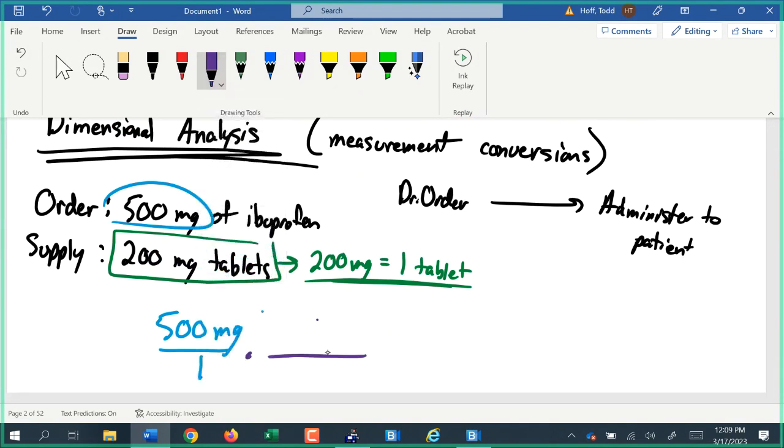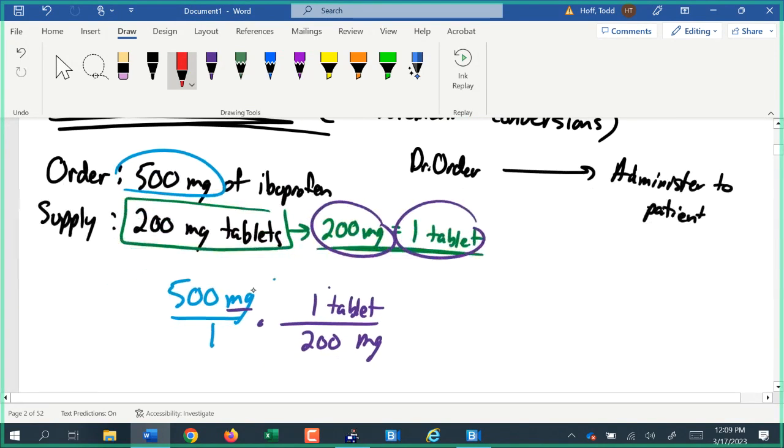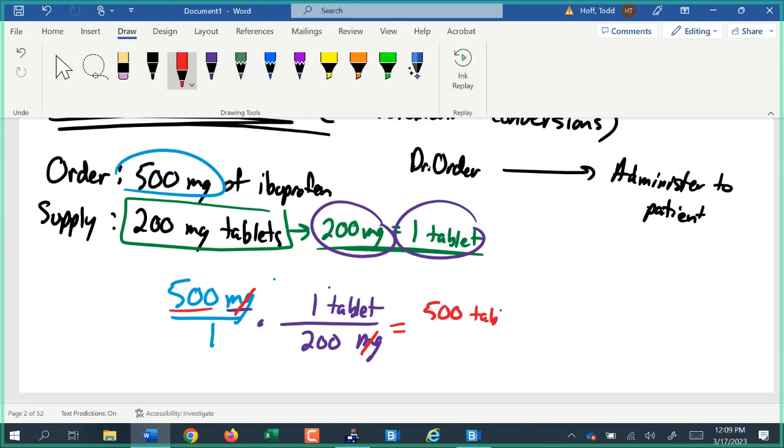And now, to get rid of milligrams, we put milligrams on bottom, and we know 200 milligrams is equivalent to 1 tablet. Now the milligrams cancel out. 500 times 1 tablet is 500 tablets. 1 times 200 is 200. And then we just divide. 500 tablets divided by 200 is 2.5 tablets.